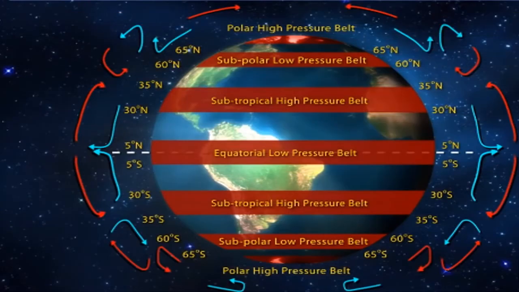The fourth and the last major air pressure belt is the polar high pressure belt, located in the polar region. This belt is created because in this region the air is extremely cold and heavy, leading to high pressure.